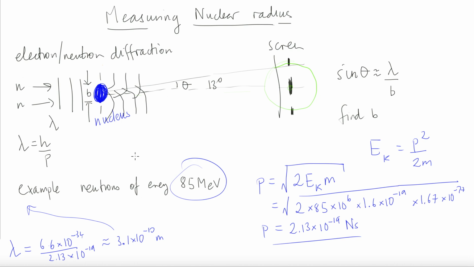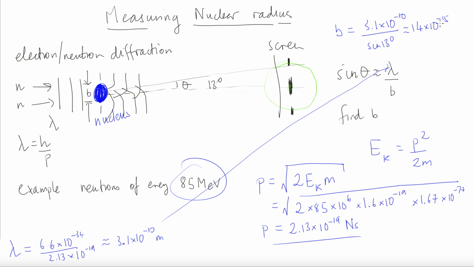So therefore, if we plug this value of wavelength into here and solve for b, we get b equals 3.1 times 10 to the negative 10 divided by sine 13 degrees, which is approximately 14 times 10 to the negative 15 meters, which corresponds to a radius of half that amount, 7 times 10 to the negative 15 meters, which is a fairly good agreement.